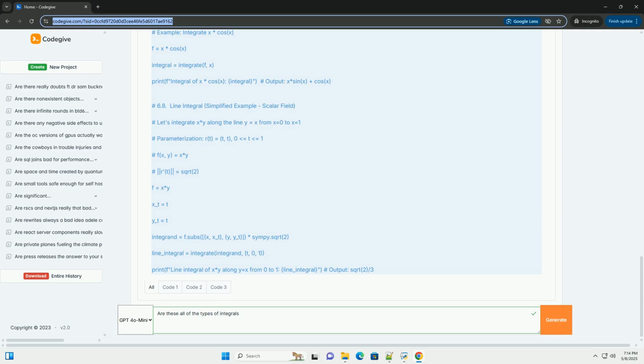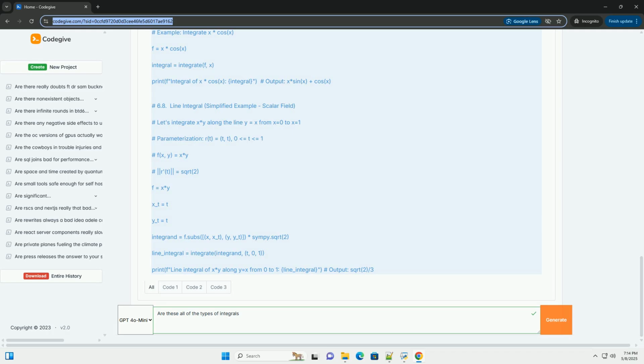The integral from a to infinity of f(x) dx equals the limit as t approaches infinity of the integral from a to t of f(x) dx. The integral from negative infinity to b of f(x) dx equals the limit as t approaches negative infinity of the integral from t to b of f(x) dx. The integral from negative infinity to infinity of f(x) dx equals the integral from negative infinity to c of f(x) dx plus the integral from c to infinity of f(x) dx, where c is any real number.